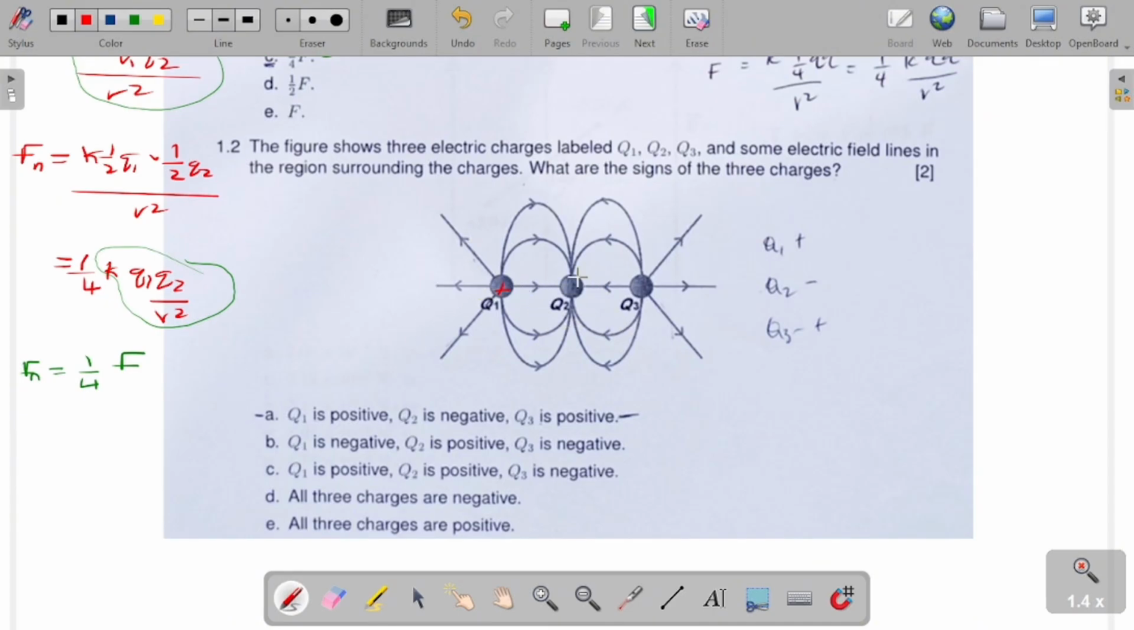And then the second charge, the field lines are radially inward. So that's what happens to a negative charge. The field lines go inward or towards it. And then for the third charge, it is also radially away. So it should be a positive charge. Therefore, Q1 is positive, Q2 is negative, Q3 is positive, which is A. Are we all on the same page? Yes, sir. Okay.